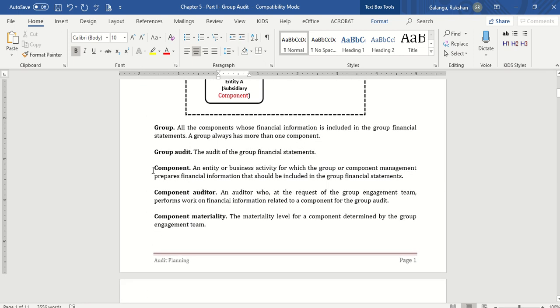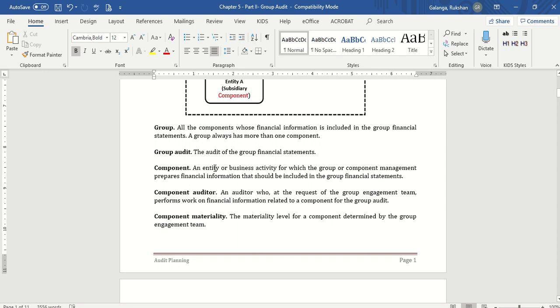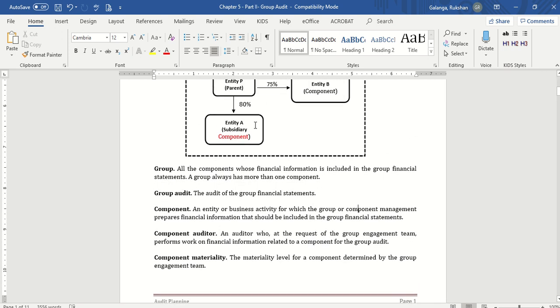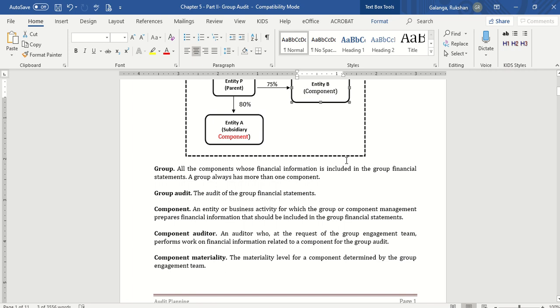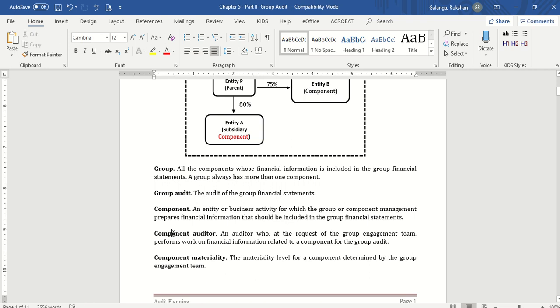So, what do you mean by a component? A component is an entity or a business activity for which group or component management prepares financial information that should be included in the group financial statements. In this case, entity A is a component, and entity B is a component. Simply remember, we can term it like a subsidiary. Look at this. Next one is component auditor. A component auditor is an auditor who, at the request of the group engagement team, performs work on financial information in relation to the component for the group, right?